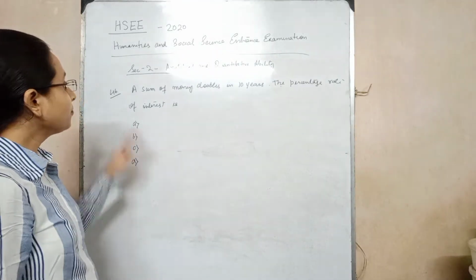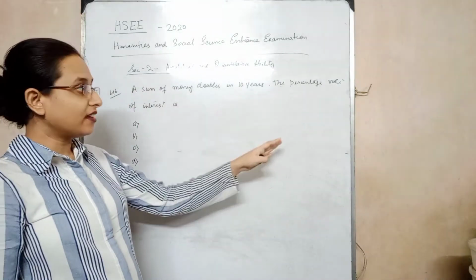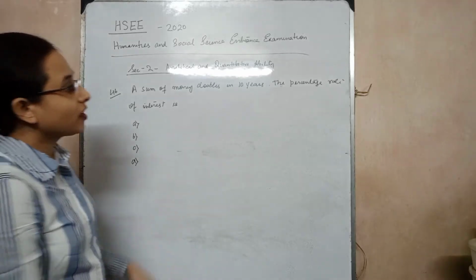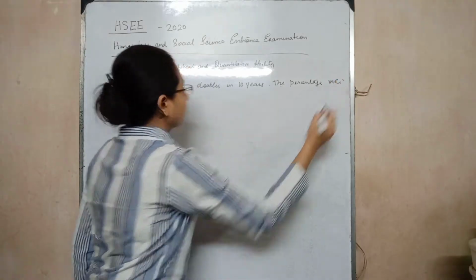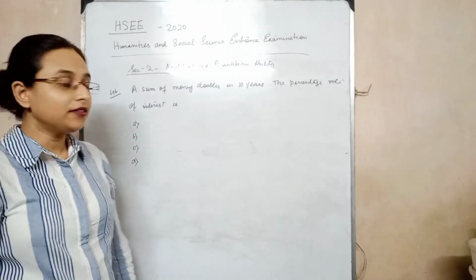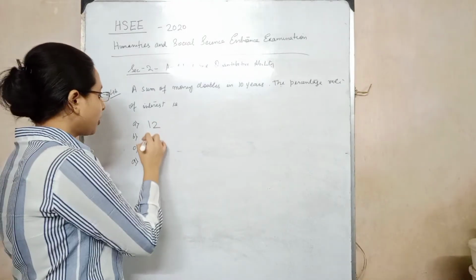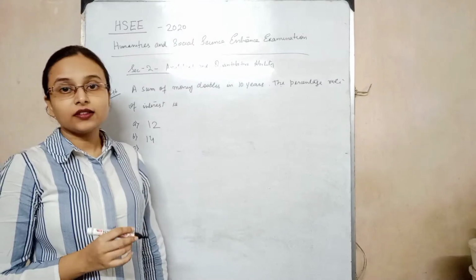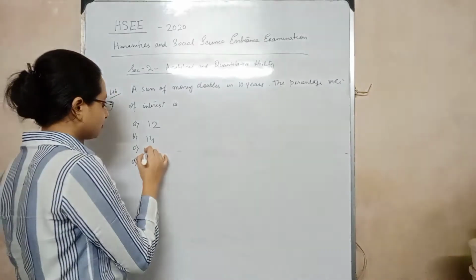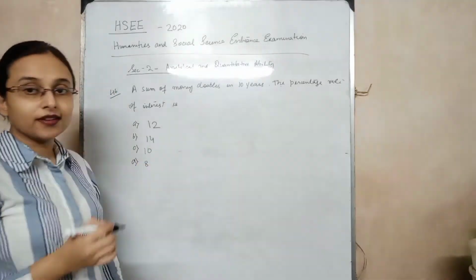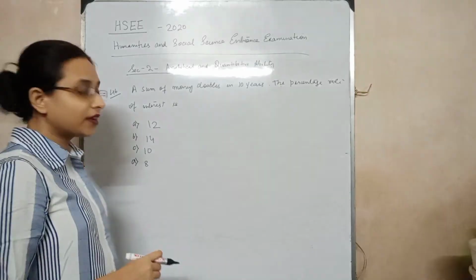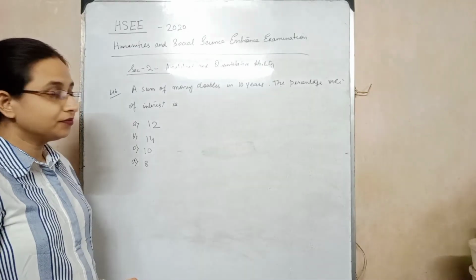Four options were given. A sum of money doubles in 10 years. So the percentage rate of interest is: first is 12, that is 12%. Next is 14. Third is 10. And the last option is 8. Okay. So let us find out the correct answer.